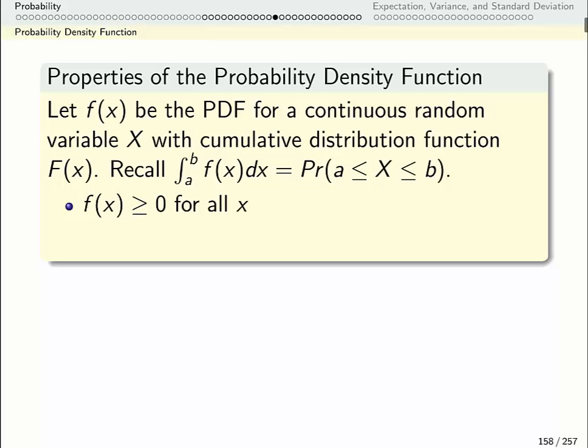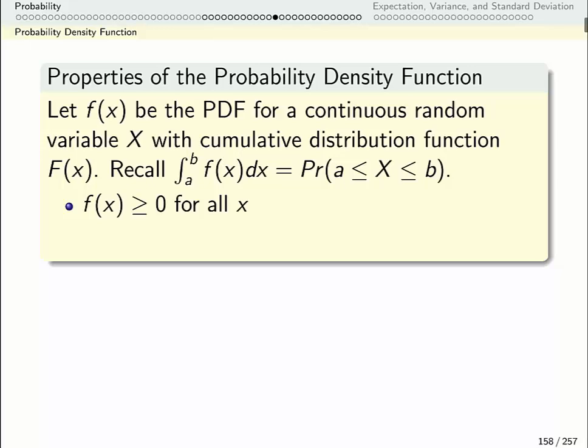Now we're going to talk about properties of the probability density function. The property we learned most recently is that if I take the area under the curve from a to b, that gives me the probability of my variable being between a and b. So the probability density function itself is not a probability, but it does have to be greater than or equal to 0, because if it weren't, then we would have area below the curve and a negative probability, and that just doesn't make sense. So that's our first property of the probability density function.